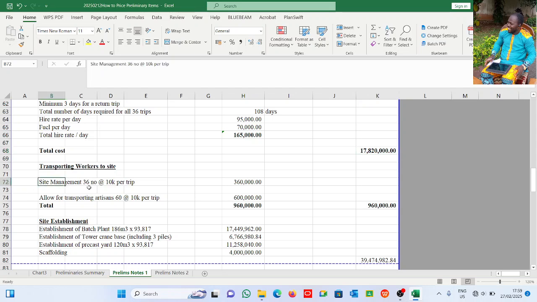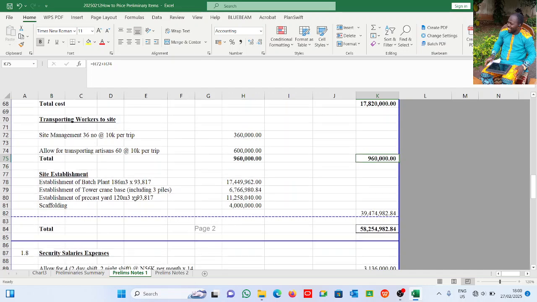Now, site management team, right? These are key personnel, maybe supervisors, maybe assistant project managers that are locals, foremen, and all. We have 36 numbers, and they will be requiring 10,000 naira per trip to mobilize them to the site. So this gives us 36 numbers at 10,000 per trip, that gives us 360,000 naira. Also, you need to transport your laborers down. 60 laborers at 10,000 naira per trip. So the total gives us 960,000.